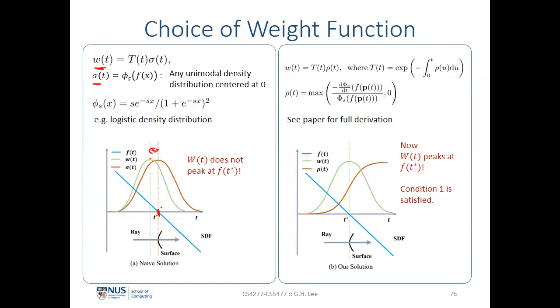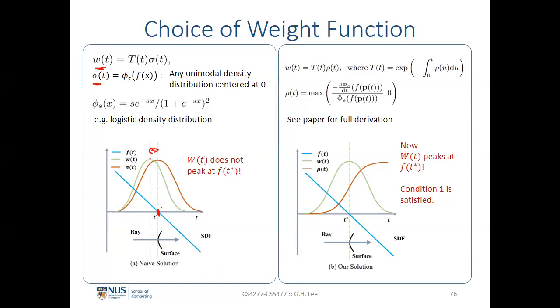So if you choose the weights to be this unimodal distribution, for example, a logistic density distribution, then that is basically the offset in the weight. It doesn't peak at the surface. So that means that the color that you render back is actually offset from the surface in the volume rendering. And what they do is that they propose, instead of using this sigma here, to use rho. And rho should be computed from this function.